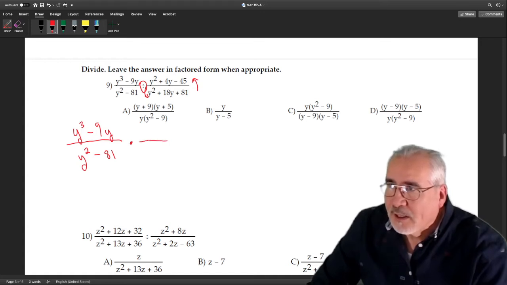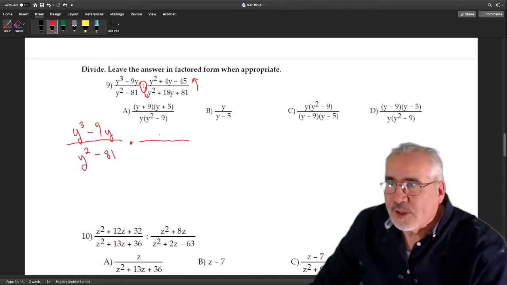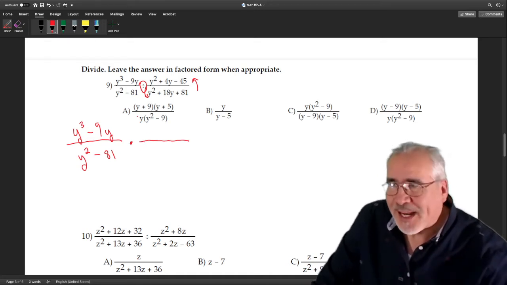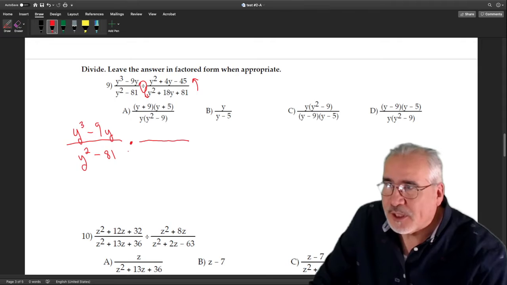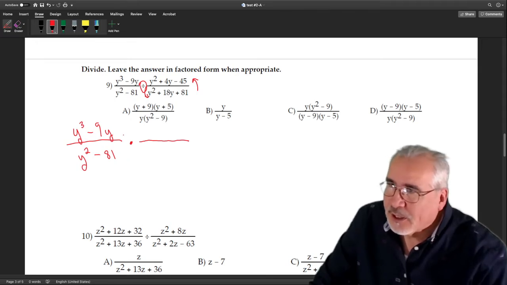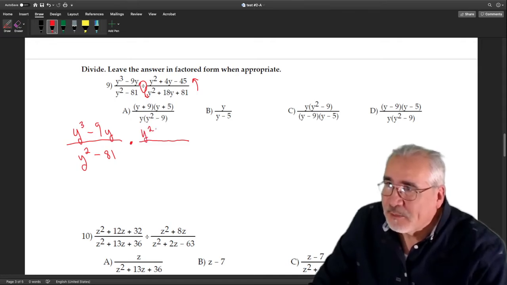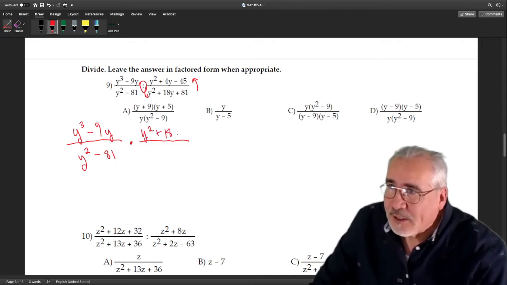Okay. If you want to, you can sort of start factoring while you do it, but I personally have trouble when I start doing 2 things at once. If I walk and chew gum, I end up tripping, right? So y squared plus 18y plus 81.